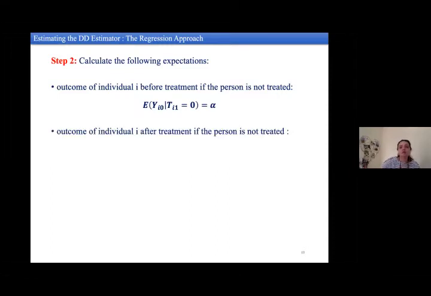Okay, now I want you to calculate what would be the expected outcome of an individual I after treatment, after the implementation of Takaful, if the person is not treated. And please, I want someone other than Sharafuddin. Sharafuddin is doing hard work and is answering all my questions. So please, I want to hear other voices, or send me your answers in the chat box. I just want to be sure that you are all here with me and following. So what is the expected outcome of a woman who is not benefiting from Takaful in period 2018?